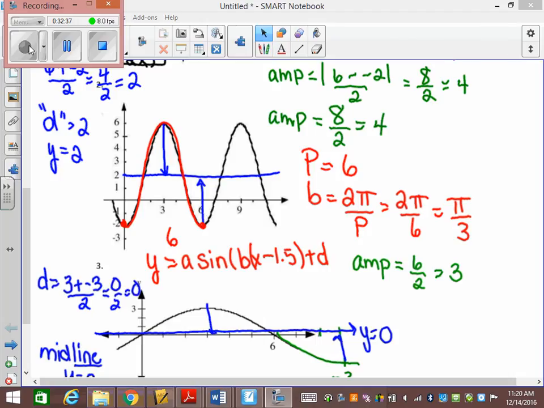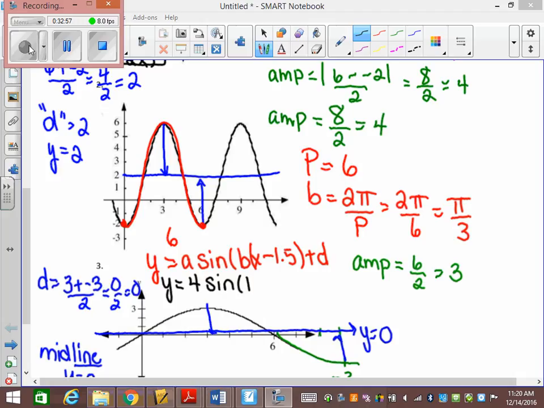So they're going to say, determine the equation of this graph in the form y equals a sine b(x minus 1.5) plus d. All you're going to do is write x minus 1.5. You're not going to do anything to that. You're going to fill in your a, your b, and your d. So the a was 4 sine, b is pi over 3, x minus 1.5, plus 2. So we're just going to fill it in like that.